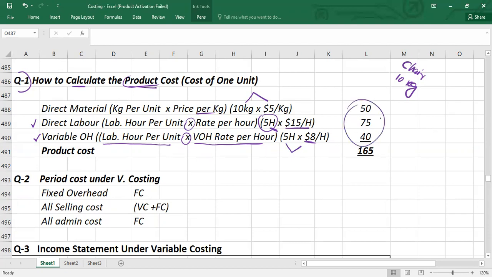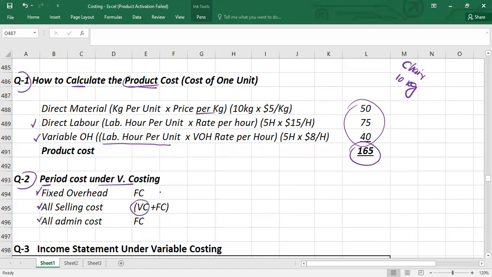So if you add these three costs, guys, what will you get? You will get the product cost using variable costing. I hope it is clear. Now, guys, what are the period costs? What will be the period cost under variable costing? It will include fixed overhead, all selling cost, and all administration cost.